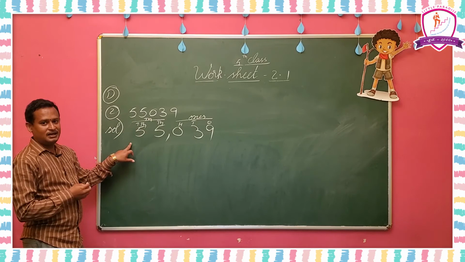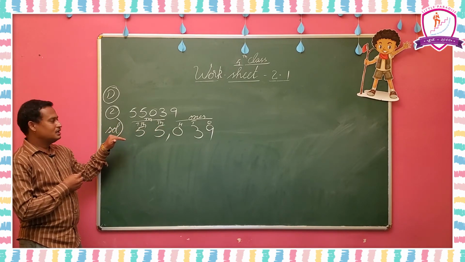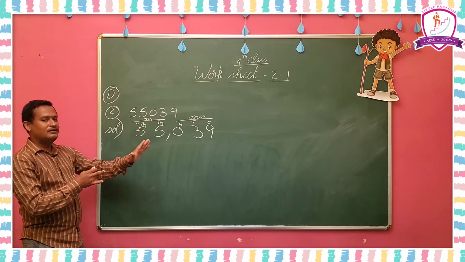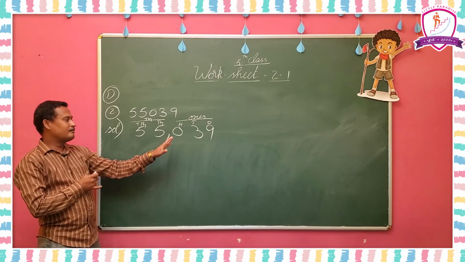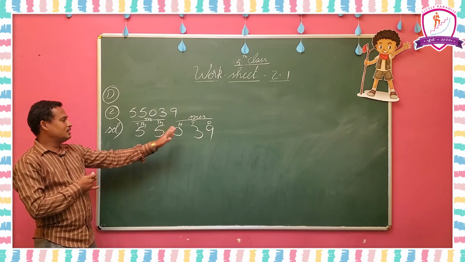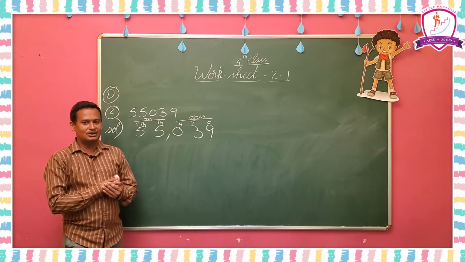You have to copy that number again. Again you have to write the places according to the Indian system. Then you have to divide those places into periods. After every period you have to put a comma. After the ones period you have to put a comma. After that the ones period will be followed by the thousands period. Understood? 55,039. The remaining sums also you have to complete like that only.